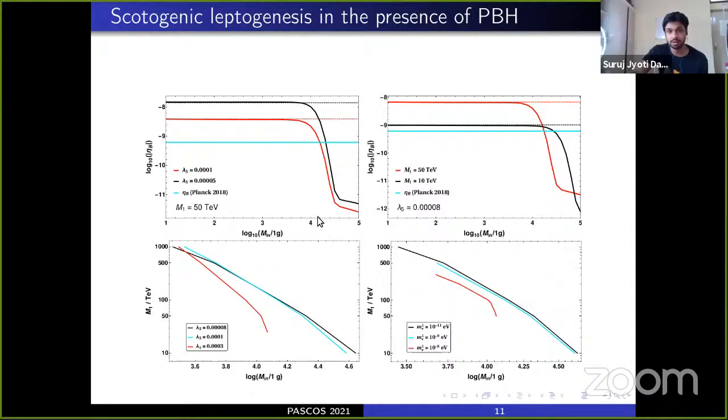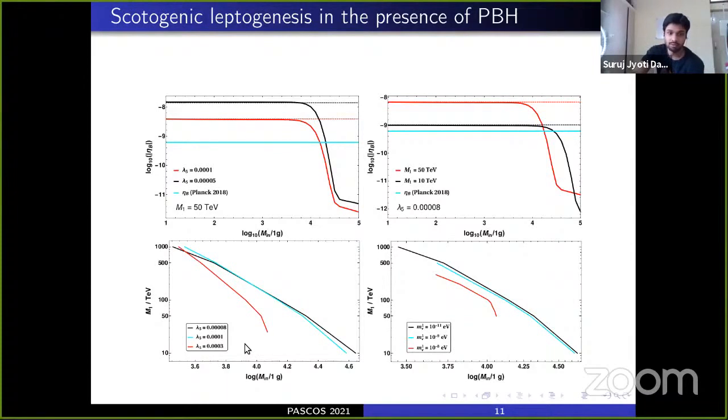But as we keep on increasing the black hole mass, there is an entropy dilution, and the effect of PBH starts to appear, and we can see a dilution to give rise to the correct observed asymmetry. So in the top right plot, I have shown the similar behavior for 2 different leptogenesis scales. In the bottom plots, some variation with the model parameters is shown.